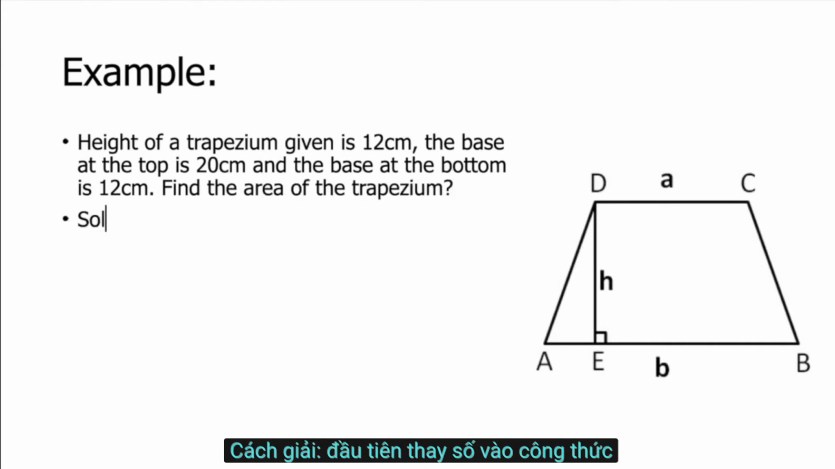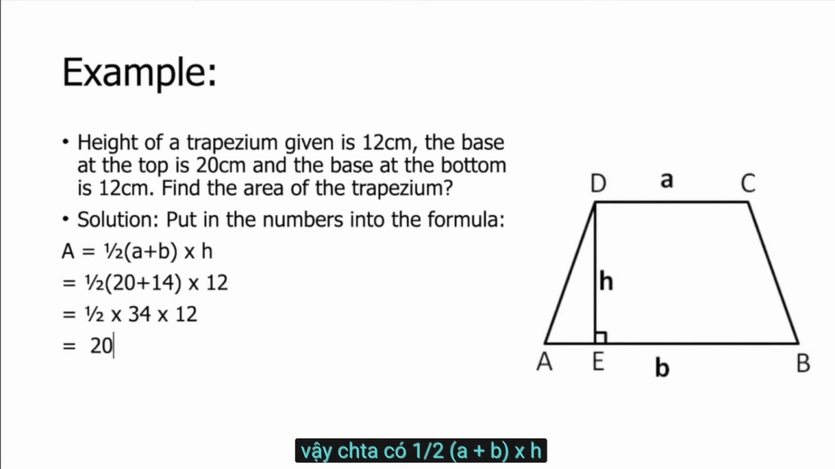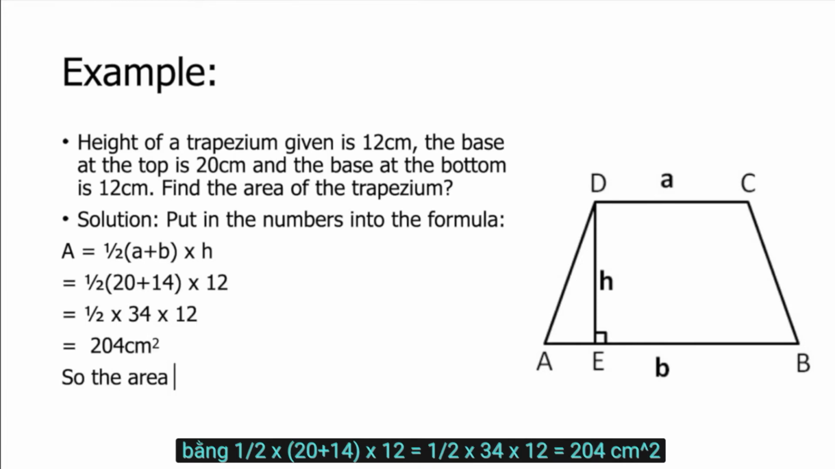So the solution, first put the numbers into the formula. So we have the half multiplied by A plus B and multiplied by H, and 1/2 times 20 plus 14 and multiplied by 12, and it is 1/2 times 34 and times 12, and it is equal to 204 centimeters squared.